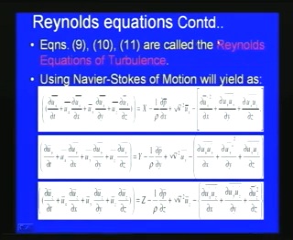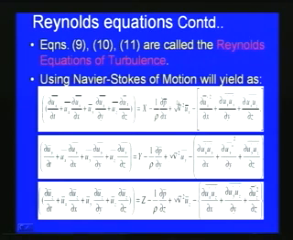Here, I will just write these Reynolds equations of turbulence in the form of Navier-Stokes equations of motion of turbulence as follows. So, the 3 equations 9, 10 and 11 are converted and written like this. The form of the equation is: del u x bar by del t plus u x bar del u x bar by del x plus u y bar del u x bar by del y plus u z bar del u x bar by del z is equal to X minus 1 by rho del p bar by del x plus nu into del square u x bar.